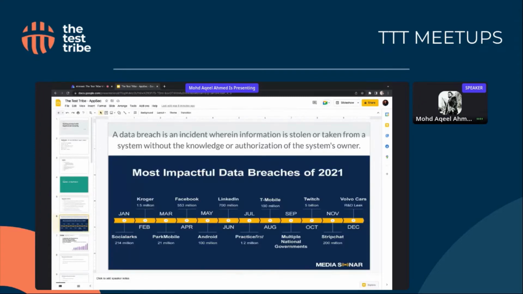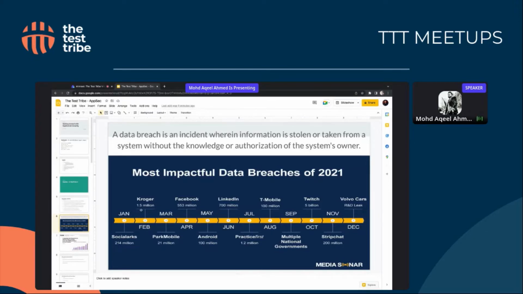And from the data breaches of 2021, these are some of the stats that we see. A data breach is where data is taken out from the system owner or company, and then it's sold somewhere else, or it's disclosed to the public. And these are some of the stats from 2021.